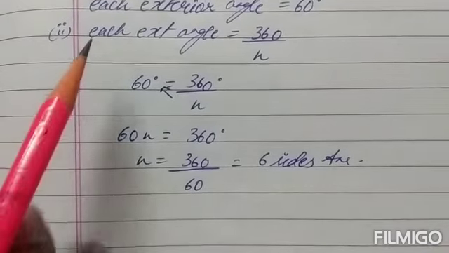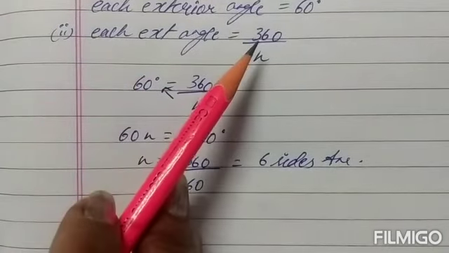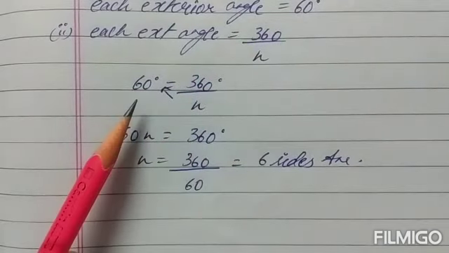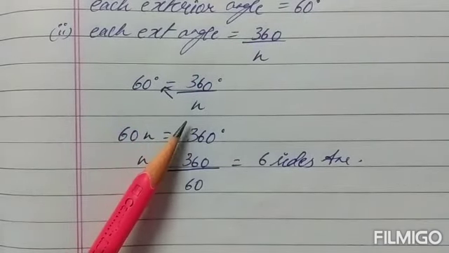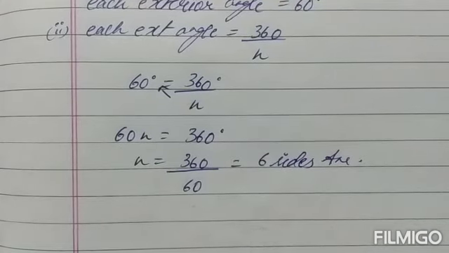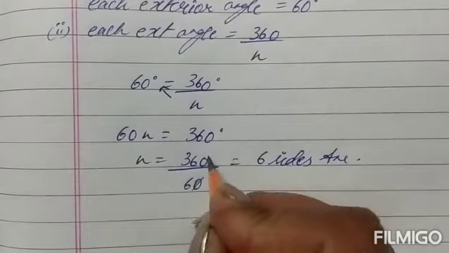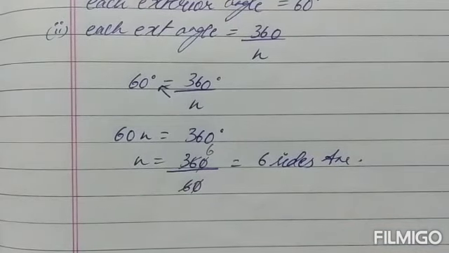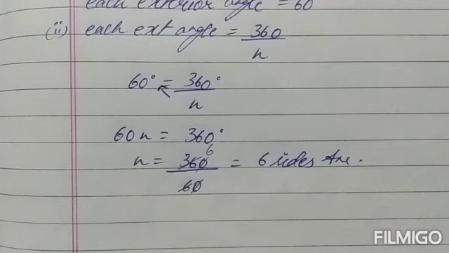So make use of the formula each exterior angle is equals to 360 upon n. Now each exterior angle we just now calculated 60 is equals to 360 upon n. Now 60n is equals to 360, n is equals to 360 upon 60, 0 can be cancelled, and this is how much? 6. So how many are the number of sides of this polygon? They are 6. So with this we come to an end of this long video.